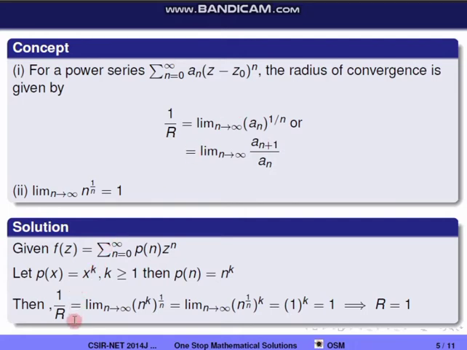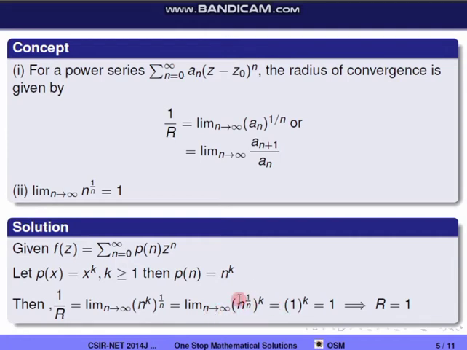So 1 by r is equal to limit n tends to infinity p of n power 1 by n. Here p of n is n power k. So that is equal to limit n tends to infinity n power k whole power 1 by n. So now we can interchange the powers, so it doesn't change the value. So this is equal to limit n tends to infinity n power 1 by n whole power k.